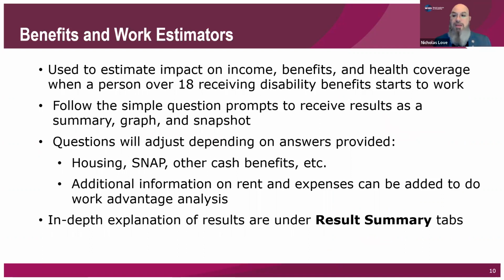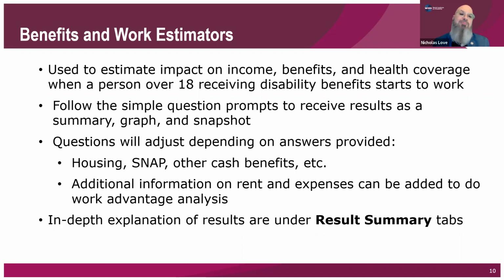Again, these are the estimators. I give you a little bit more information. It involves not just your SSI or SSDI, but you also can put in information about housing, SNAP, or other cash benefits people can get. You also can even go deeper and do budgeting and ask questions about what is the cost of going to work. So there's a section about impairment-related work expenses, which is what people pay out of their pocket to go to work due to their disability.